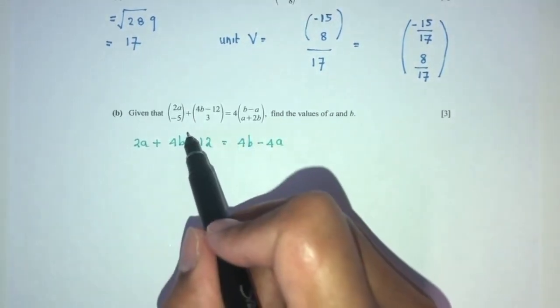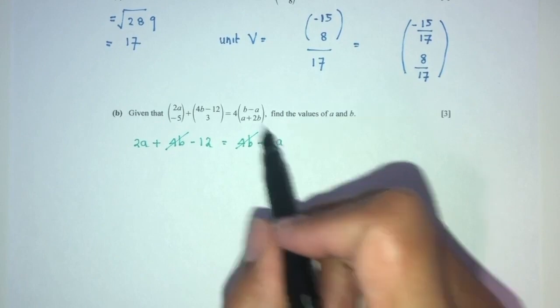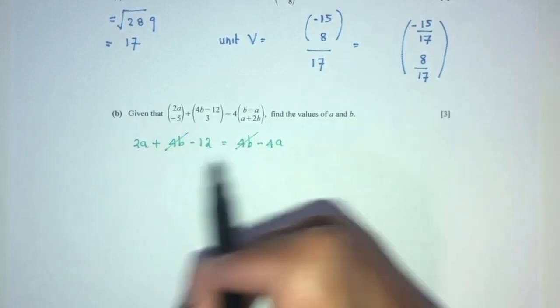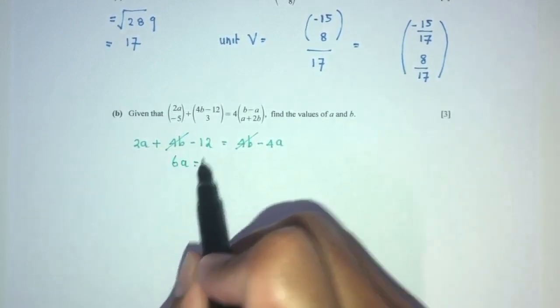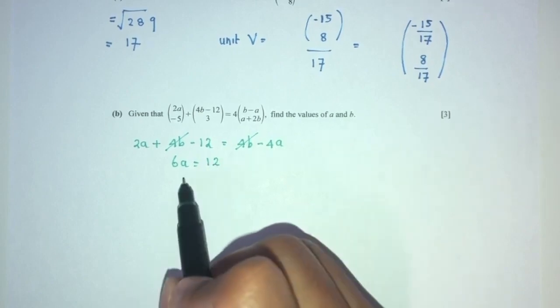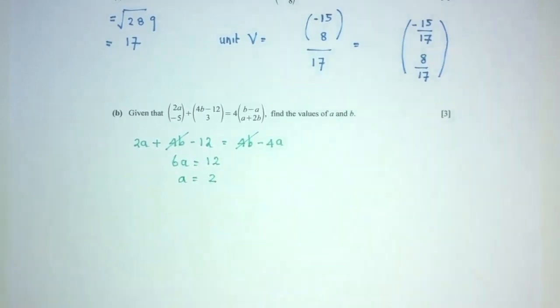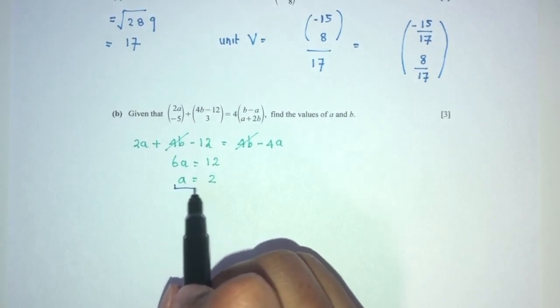Now this will cancel out, right? Send this over here. You will have 2 plus this will be 6. Send this, that will be 12. So A will be the value of 2. So A will be 2.